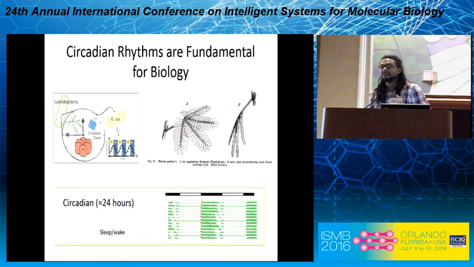So circadian rhythms are very fundamental for biology. They're seen in everything from fungi to plants to mice and humans. As we know, with plants, they'll open during the day and close during the night. And with mice, if you were to monitor their activity, you'll probably get a graph something like this, in which they're really active during the night and then inactive during the day. And these patterns happen with a period of around 24 hours.